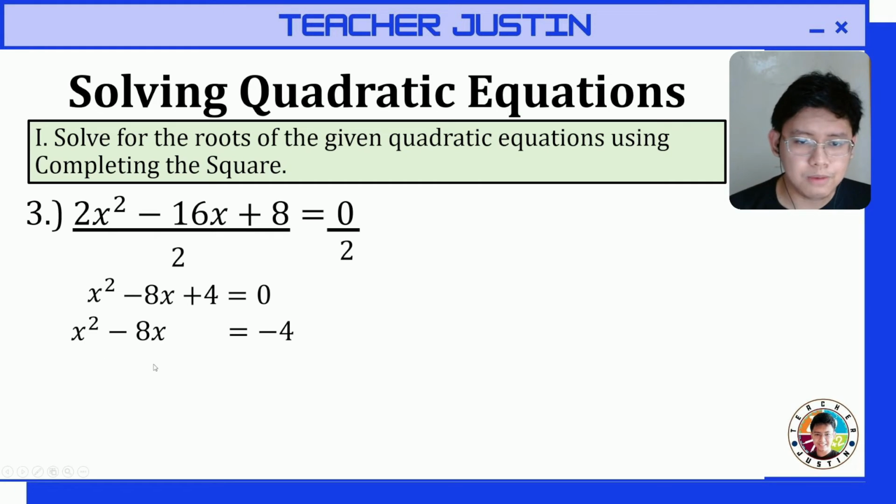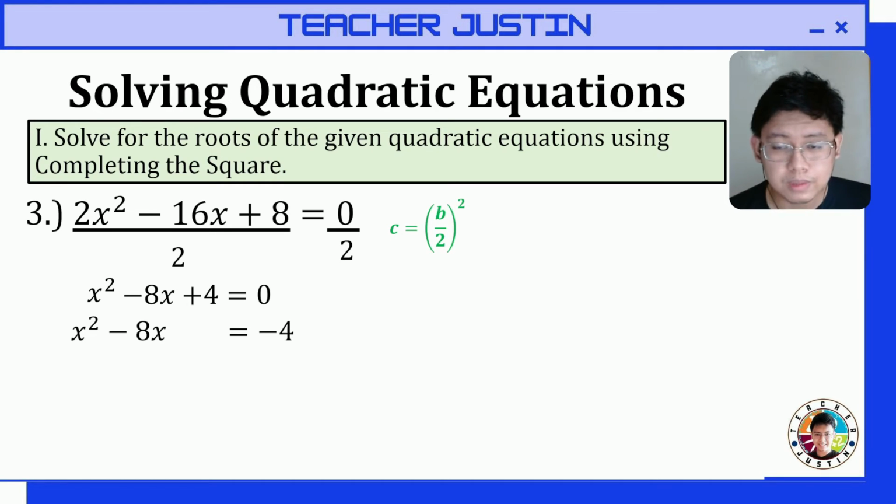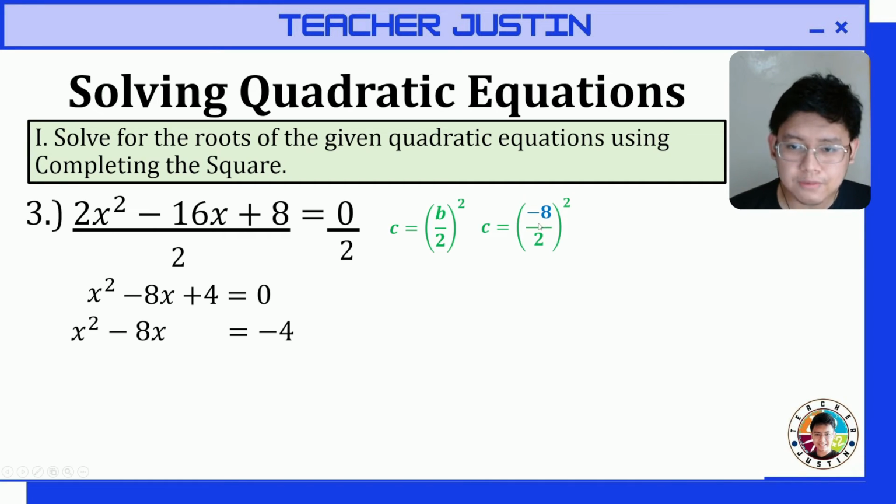Then, the next thing we will do is apply completing the square. We have to convert this binomial into a perfect square trinomial. What are you going to add to this binomial to make it a perfect square trinomial? We have a formula for that. The formula is c is equal to the square of b over 2. We just substitute the value of b, which is the numerical coefficient of the variable x. In this case, it is negative 8. So c is equal to the square of negative 8 over 2.